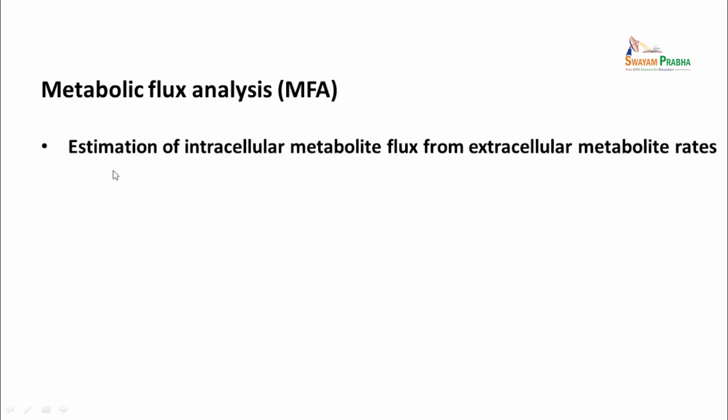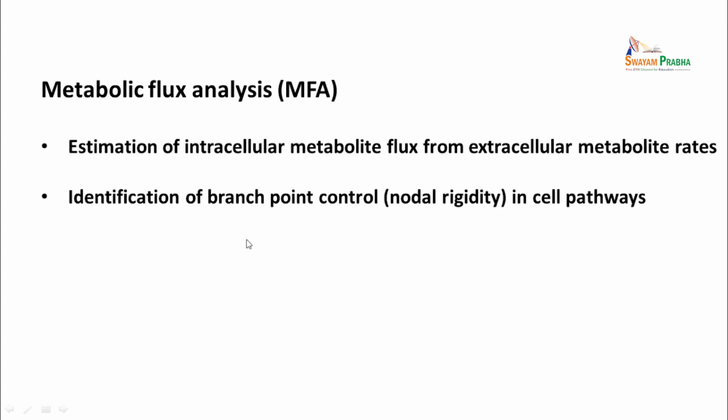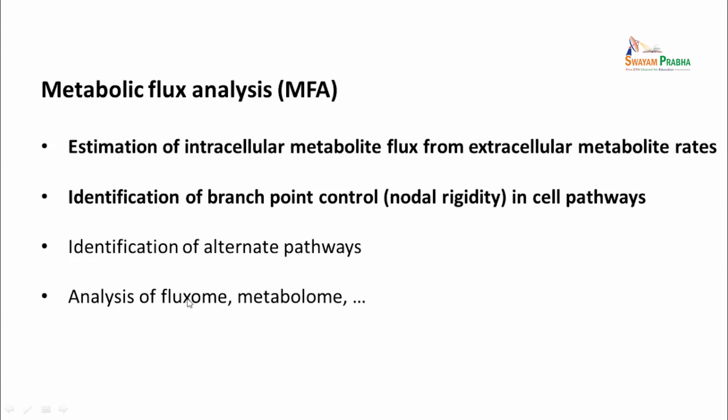Estimation of intracellular metabolite flux from extracellular metabolite rates. Extracellular metabolites can be measured by some of the methods that we talked about in an earlier module, in module 3. So by measuring those, we can get an estimate of the intracellular metabolite flux, right? The rates at which things are going on inside the cell. Identification of branch point control, nodal rigidity in cell pathways, this can be done. Identification of alternate pathways can be done. Analysis of fluxome, metabolome, and many omes can be done.